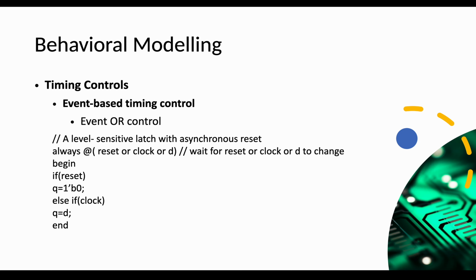If reset, then Q = 0, else if clock is high, then Q = D. This is a simple level sensitive latch. The same code we can represent with comma separated signals in the sensitivity list. Instead of reset or clock or D, we can write reset, clock, D. It has the same meaning as the previous one.